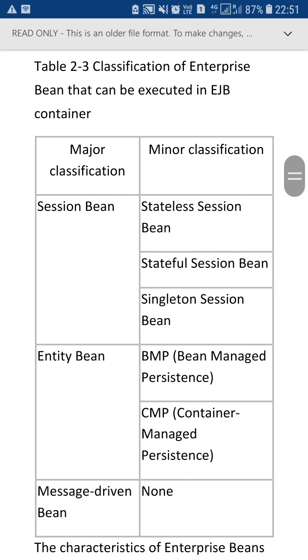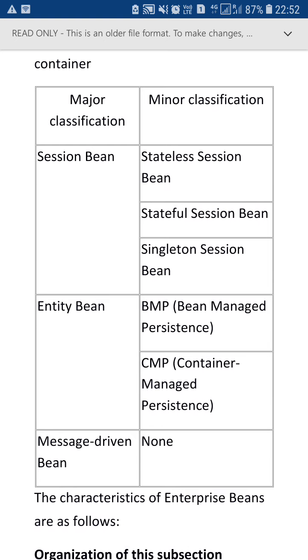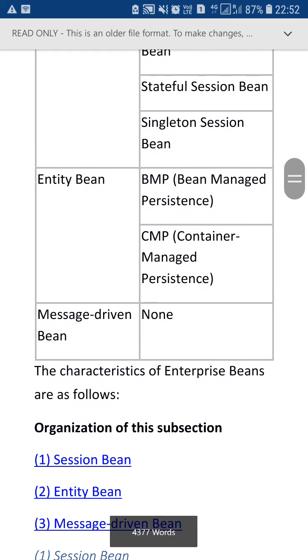So we have seen this classification. Session bean, that is stateless and stateful. One more type is singleton session bean. Entity bean has two types: BMP, that is bean managed persistence, and CMP, that is container managed persistence. And message driven bean doesn't have further classification.